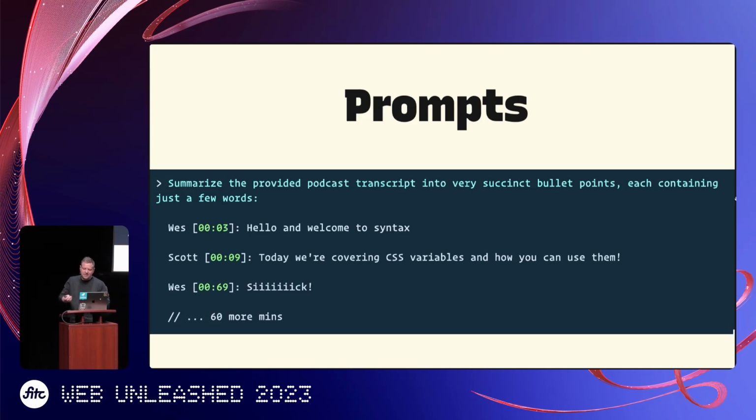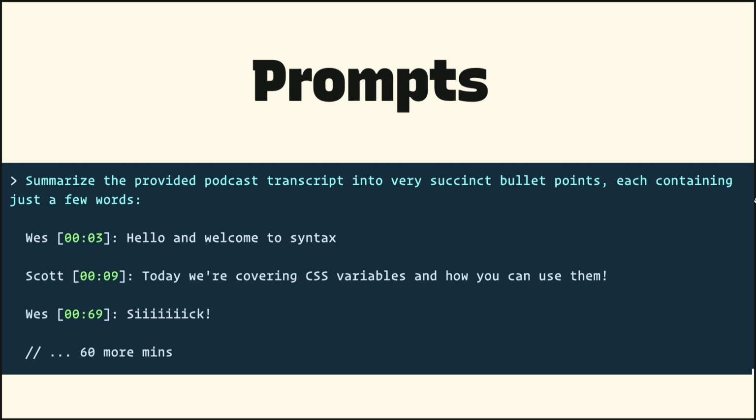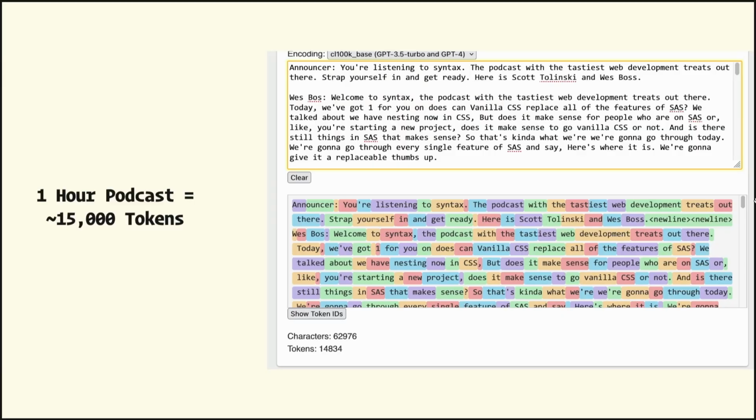So summarize the provided transcript into very succinct bullet points, each containing a few words. The actual prompt is probably 40 times that long because you have to really work at it to get it to do exactly what you want, but you get the idea. You ask it to do something, you give it the entire transcript as well as some timestamps. Then we have that whole prompt.